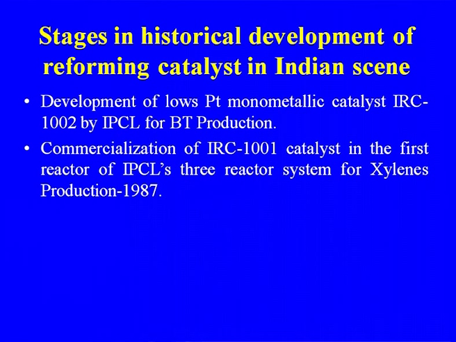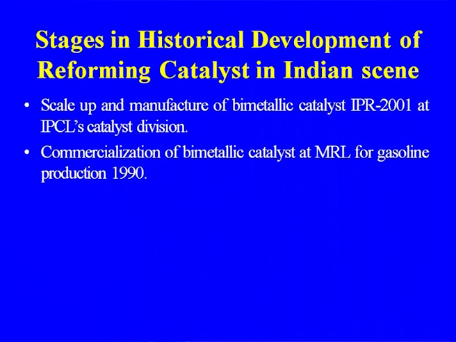Stages in the historical development of the reforming catalyst in the Indian scene: development of the low platinum monometallic catalyst, first at IPCL, now Reliance, for benzene toluene production; commercialization of the IRC-101 catalyst in the first reactor of the IPCL three-reactor system for xylene production; scale up and manufacture of IPR 2001 at the IPCL catalyst division; and commercialization of the bimetallic catalyst at MRPL for gasoline production.